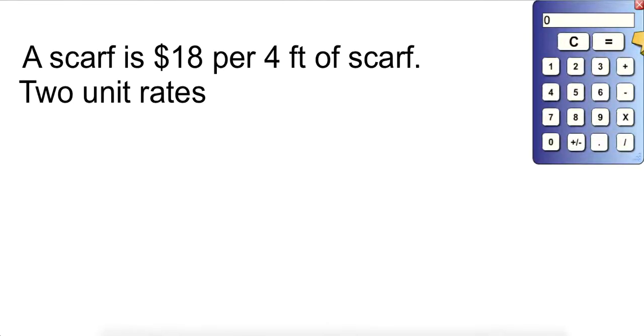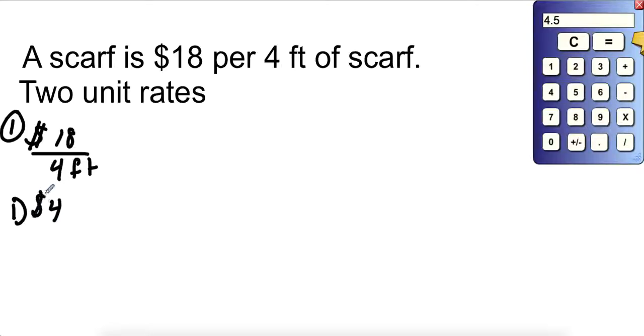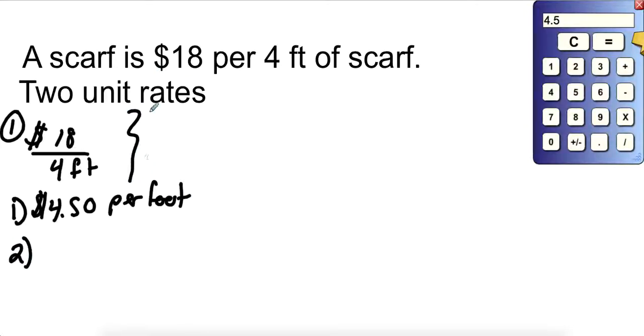Now in our last example, we have a scarf that is $18 for 4 feet. Just like last time, we're going to be using division to find our first unit rate. So 4 feet is $18. If I divide 18 by 4, I get that each foot of scarf is $4.50 per foot. Now again, like last time, all I'm going to do is flip my division. Now I want to see how much scarf I can actually get for $1. So we're going to put 4 feet in our numerator and divide that by $18.